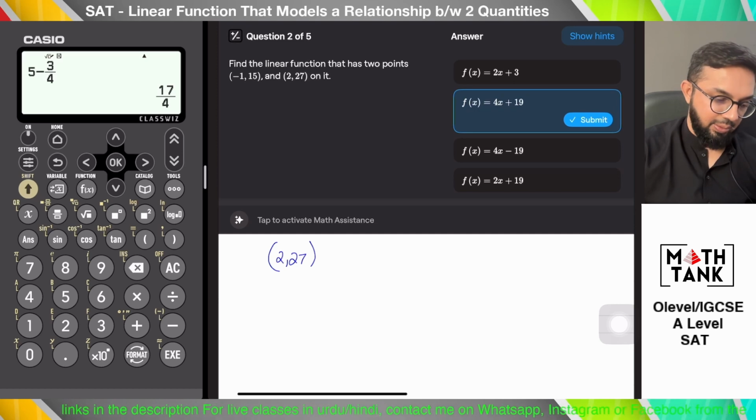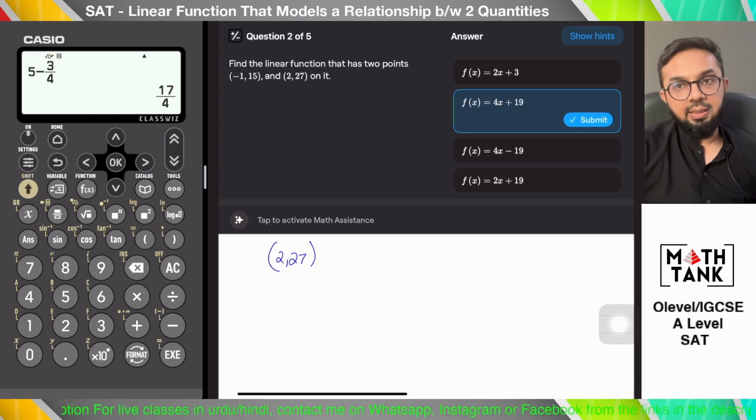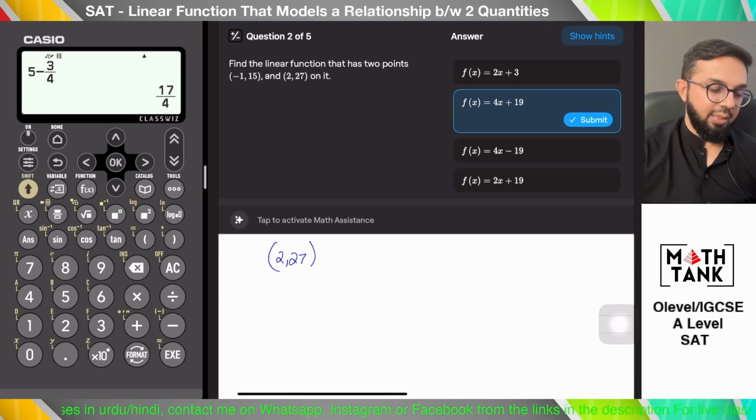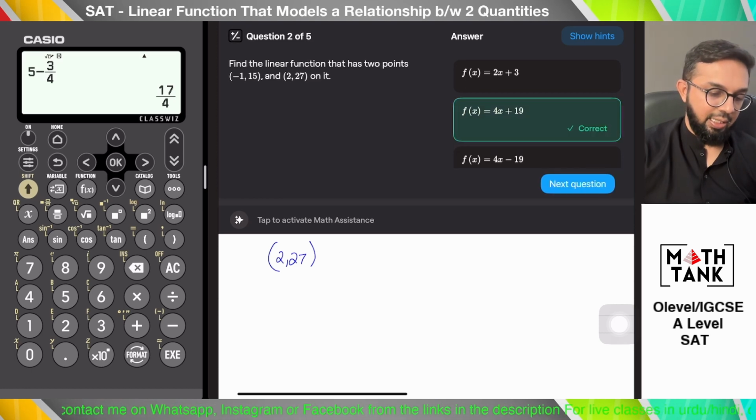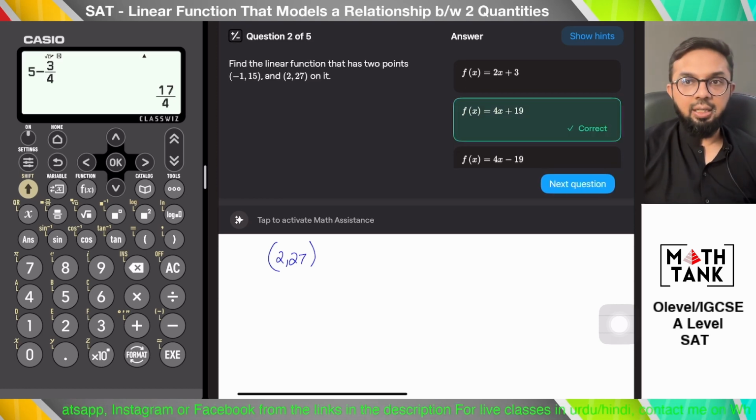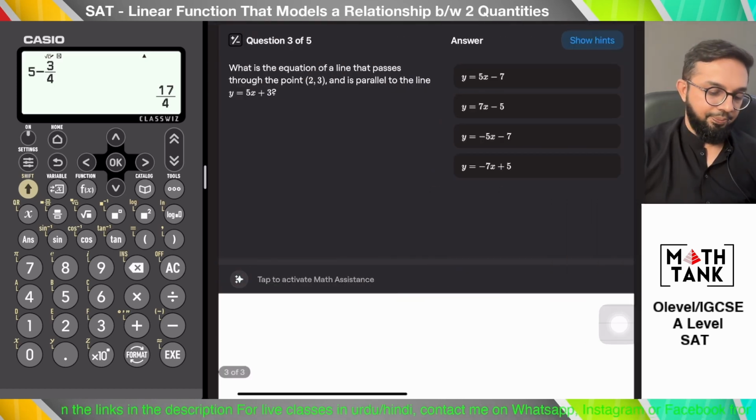So let's see if the first one also gets satisfied. 4 times minus 1 is minus 4. Plus 19 gives me 15. So that should be the correct answer. And that is indeed the correct answer. So I just showed you how to do a question with trial and error.